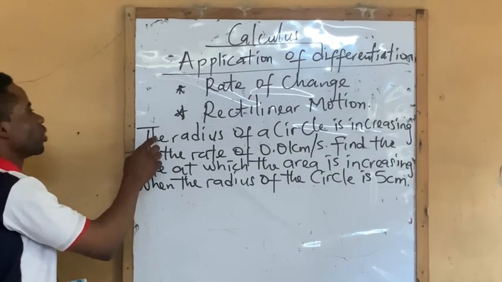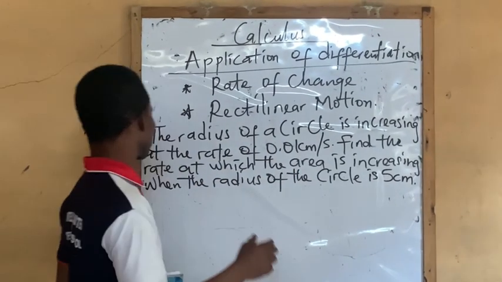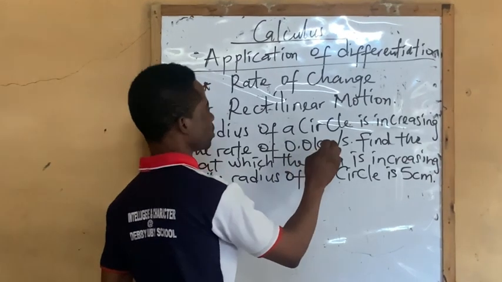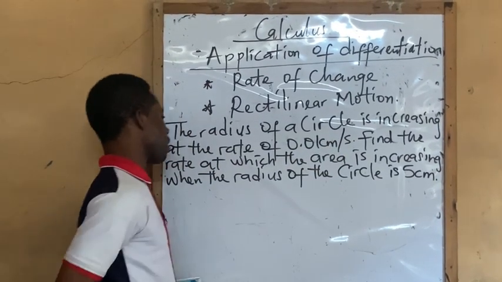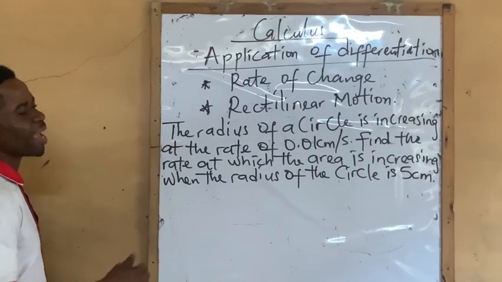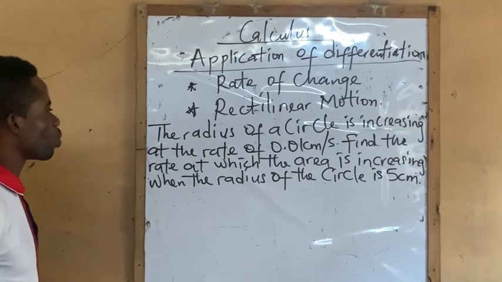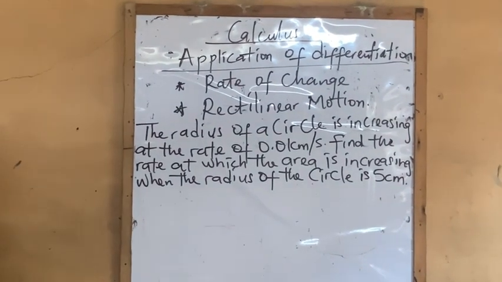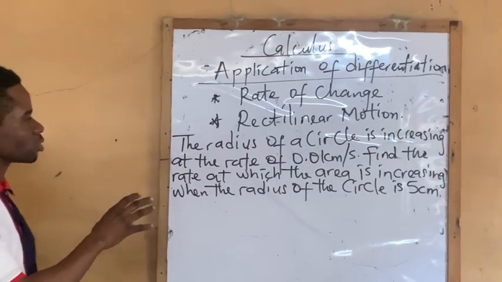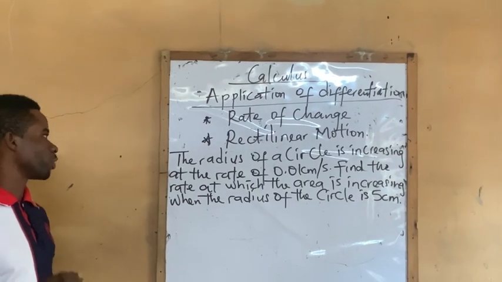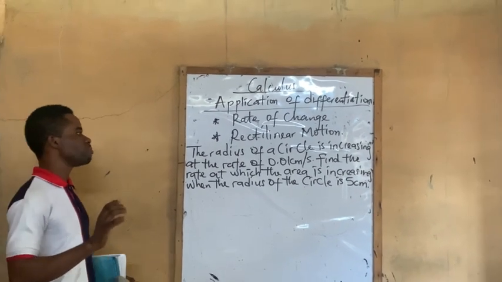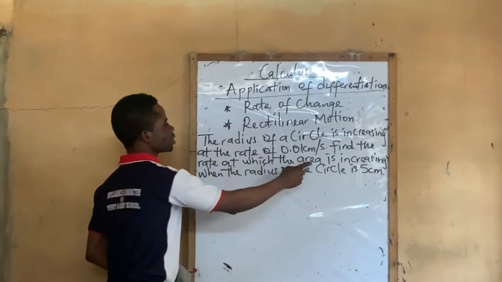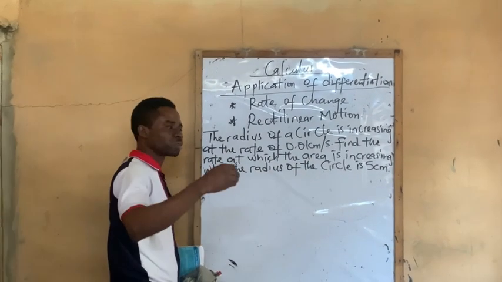They said the radius of a circle is increasing at the rate of 0.01 centimeter per second. Find the rate at which the area is increasing when the radius of the circle is 5 centimeters. Now, anytime you are to attempt something like this under the application of differentiations, you will discover that the major thing they are talking about is the radius, and in the radius we see area of the circle. Inside the area of the circle we see the radius.